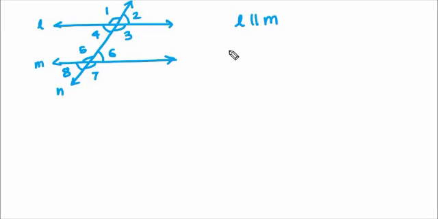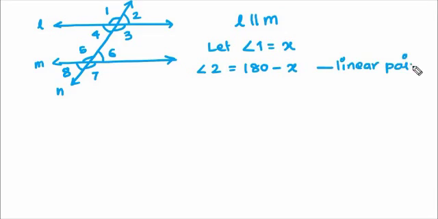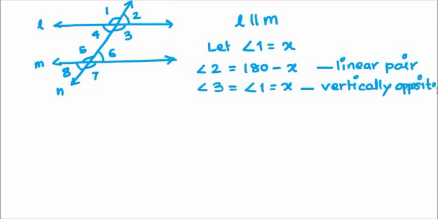So let's call angle 1 as x. If angle 1 is x, what is angle 2? Angle 2 is equal to 180 minus x, because 1 and 2 are a linear pair. We also know angle 3 is equal to angle 1 because they are vertically opposite angles. Same way, angle 4 is equal to angle 2, that is equal to 180 minus x. Again, vertically opposite angles.